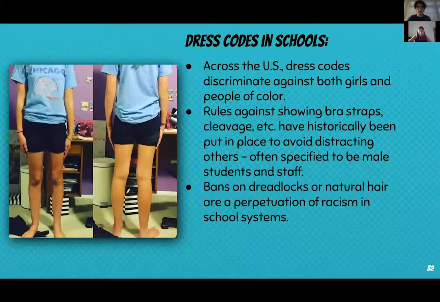All right, so let's talk about dress codes now, because they're a pretty big thing. Across the U.S., dress codes discriminate against both girls and people of color. Rules against showing bra straps, cleavage, etc., have historically been put in place to avoid, quote-unquote, distracting others, often specified to be male students and staff. And bans on dreadlocks or natural hair are a perpetuation of racism in school systems. Now, we are going to try to cover dress codes, but in no way are we doing it full justice, and it could probably have its own workshop series because it's such a deep issue in our school system.